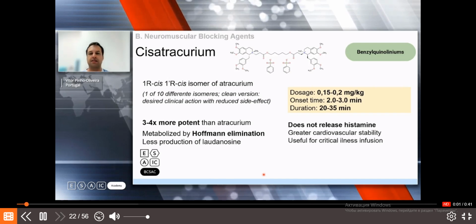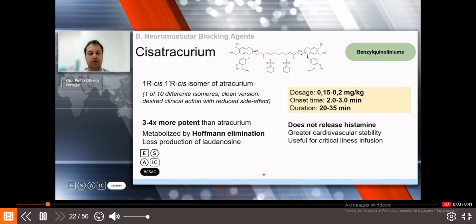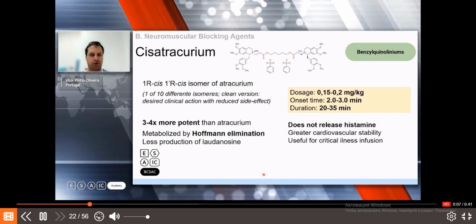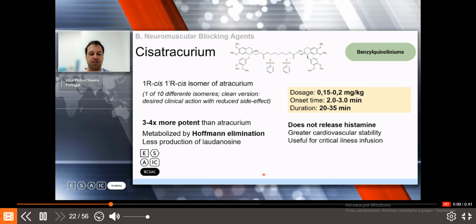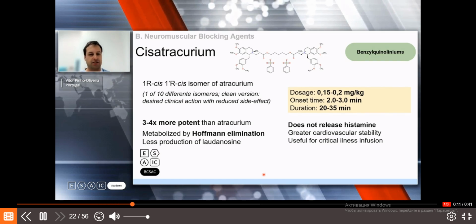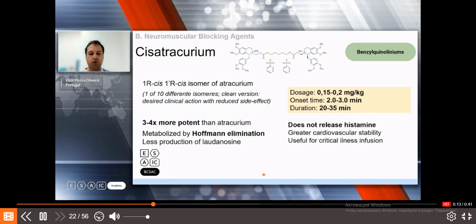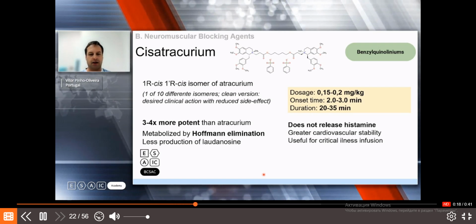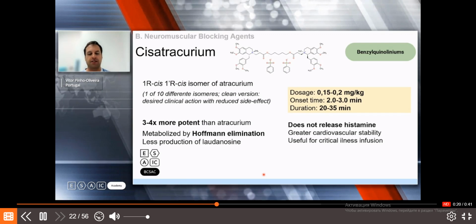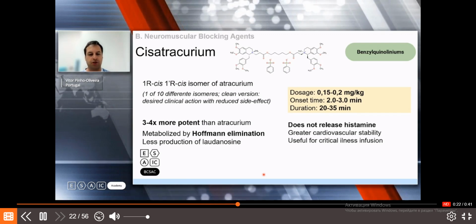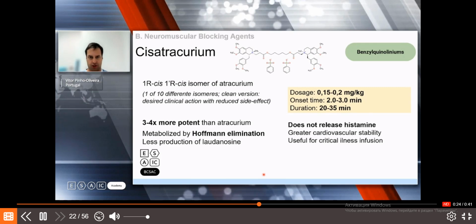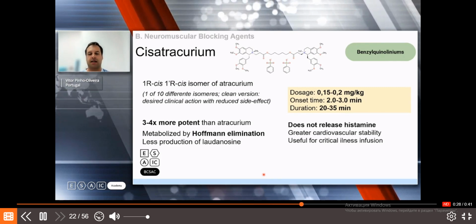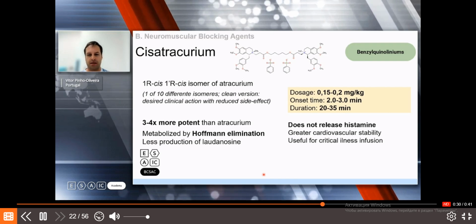The other benzylisoquinolinium drug, cisatracurium, the cis isomer of atracurium, is the clean version that has the desired clinical action, 3 to 4 times more potent than atracurium. It is also metabolized by Hofmann elimination, the spontaneous degradation by pH and temperature, and it has less production of the metabolite laudanosine. These are the dosage, the onset time, and the duration.